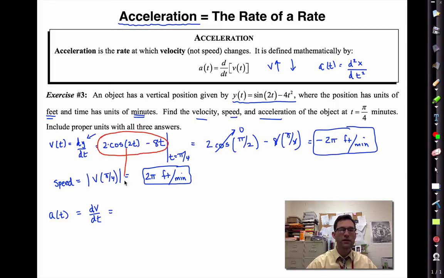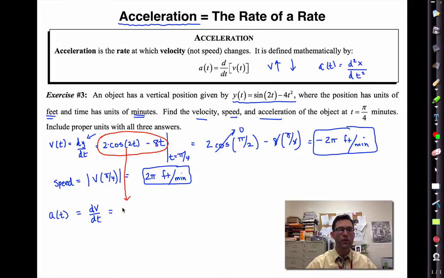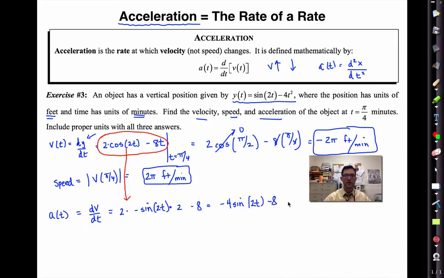All right. So the first thing I need to do is take the derivative of 2 times cosine 2t. No problem. I'll ignore the 2 for a little bit. The derivative of cosine is negative sine. And because of that 2t, I have another 2 involved. Now the derivative of negative 8t, which we don't want to forget, is negative 8. So if I clean this all up, we have negative 4 times the sine of 2t, minus 8.